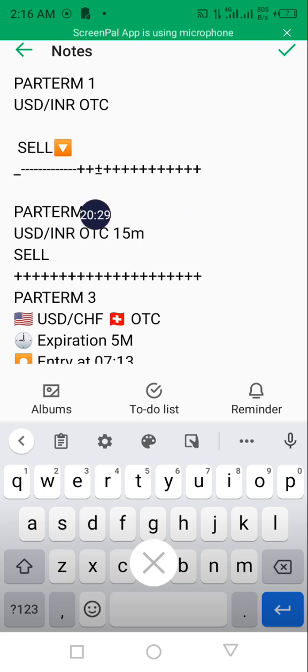So this pattern 2 is very simple. Everything is dropped at once. The pairs, the minutes, and the direction are dropped at the same time, and you are expected to enter exactly at the same time, without delaying. So that is how to trade our signals, ladies and gentlemen.